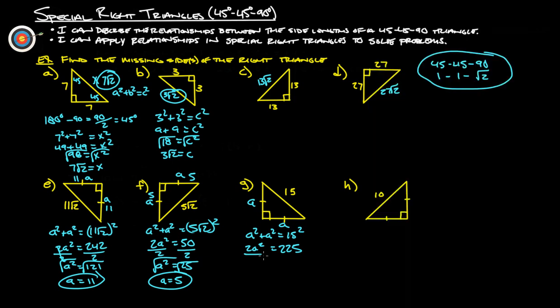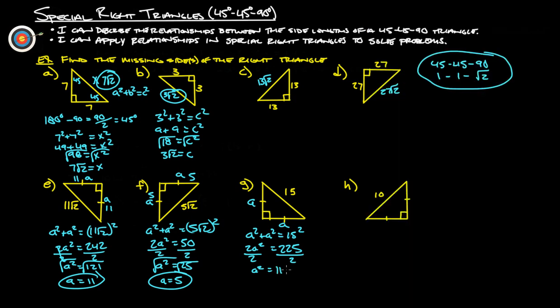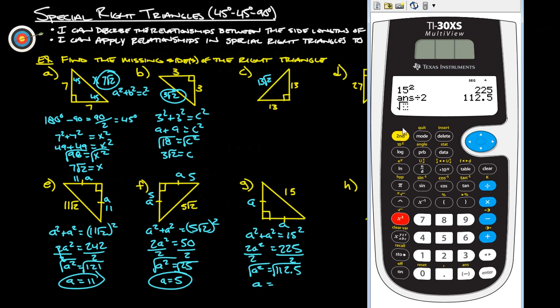So we take 225, we got to divide both sides by 2, and we get a squared equals, divide that by 2, and we get 112.5. Now we want to square root both of those, and we get that a equals, so we square root our answer. We get 10.606. So we get 10.6066 for a, which is not really super helpful for what we have here. That doesn't make our little rule easier.